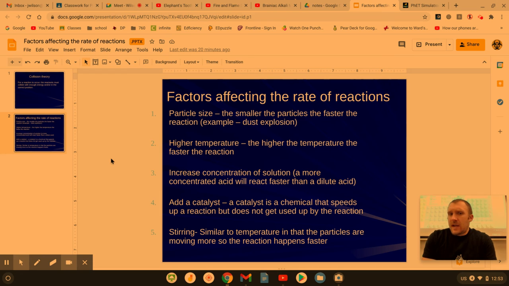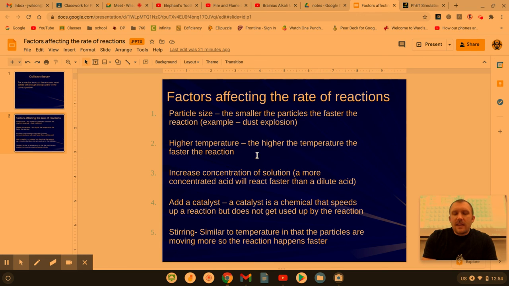Higher temperatures. We did temperatures during states of matter and kinetic theory. Temperature is a measure of movement. So if we increase the temperature, then the things are moving around more and they're randomly going to hit more often. So if we increase temperature, we can increase reaction rate. All of these examples are ones that increase reaction rate. Of course, you would do the opposite to decrease the reaction rate. So if I decrease the temperature, particles are moving slower and they're not as likely to hit.